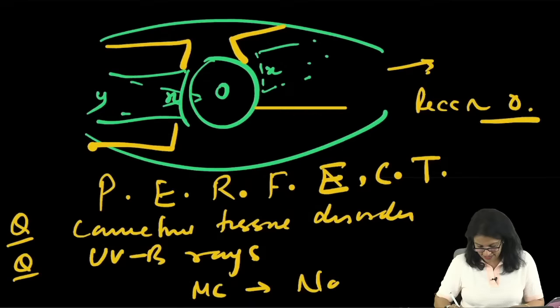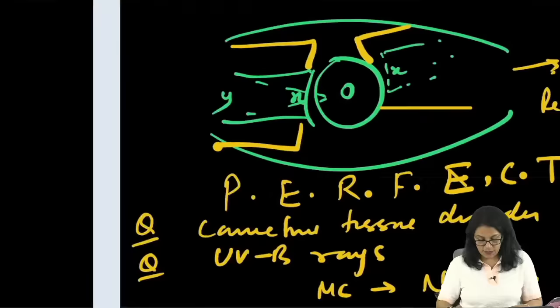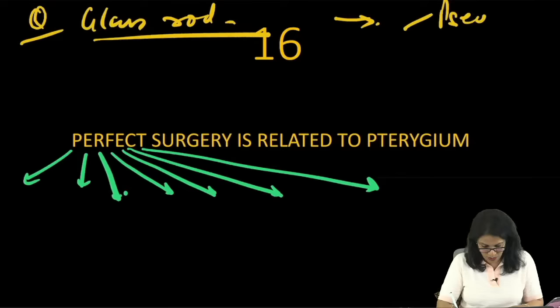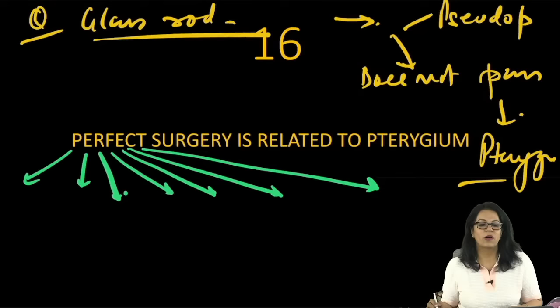Right? How do you differentiate it from pseudopterygium? Next question. By glass rod test. If the glass rod passes easily, then it is pseudopterygium. No confusion, please. And if it does not pass, then it is pterygium. If it does not pass, then we write it as pterygium. Okay? So all these important points around pterygium have been asked in your exam.